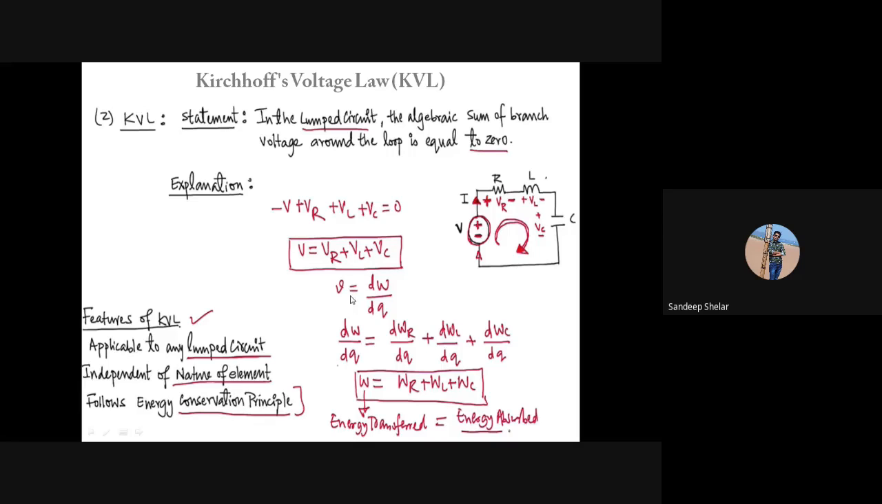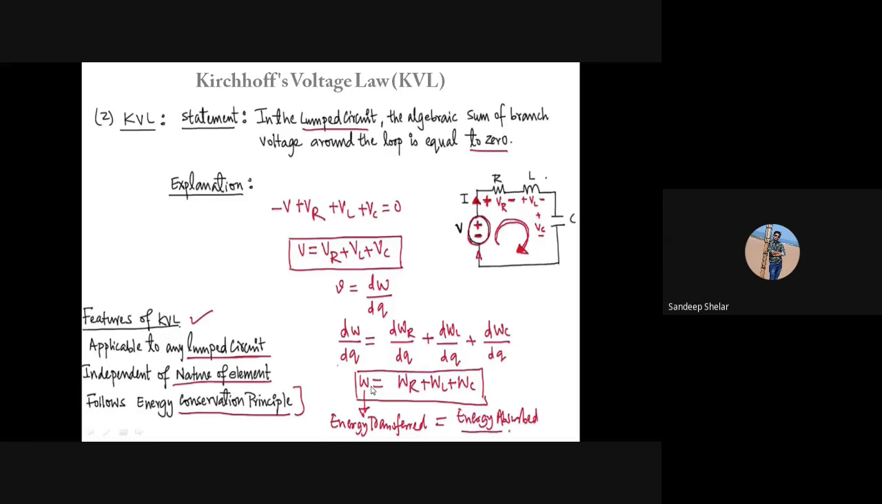Then voltage is equal to the rate of change of work done divided by charge. This type of concept is called Kirchhoff's law based on the work per charge. Then dW upon dQ, that means work upon charge, is equal, for resistance, inductance, and capacitance, to dWr upon dQ plus dWl upon dQ plus dWc upon dQ.